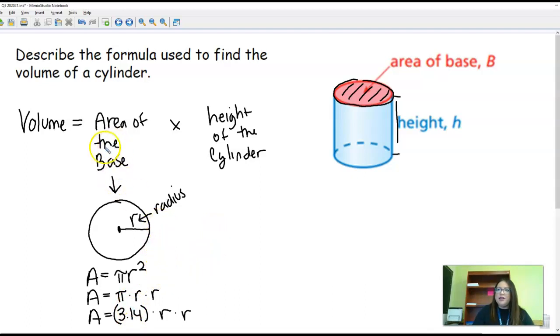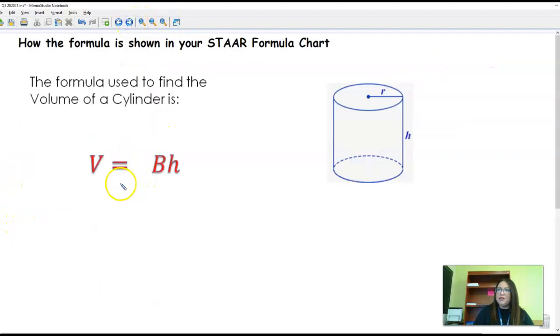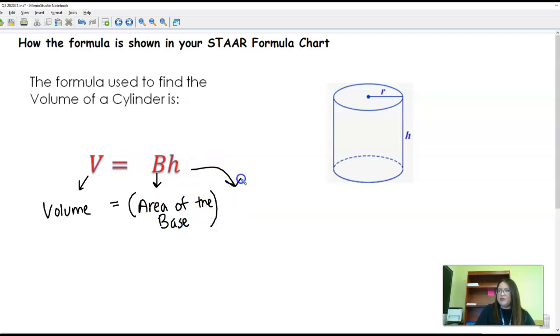Okay, but how are they going to write the formula for us in the formula chart? In the formula chart, this is what it looks like: V equals capital B times H. It is going to be up to us to remember that V stands for volume. What does capital B stand for? That one stands for area of the base. And what does H stand for? That one stands for height of the cylinder. So the formula that you're going to see on your formula chart is going to be like this.